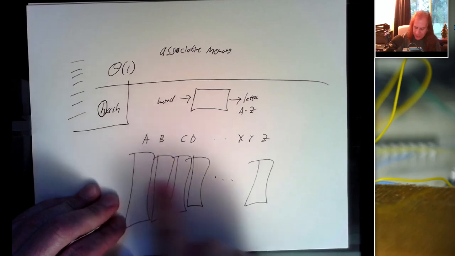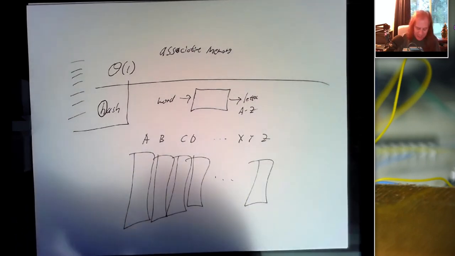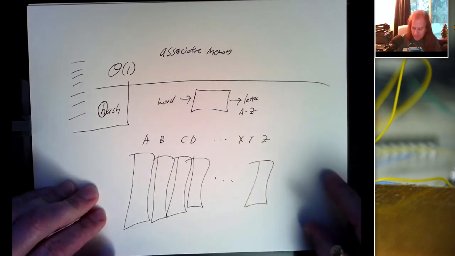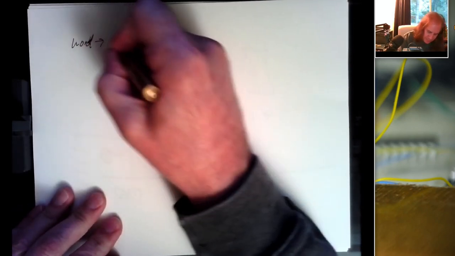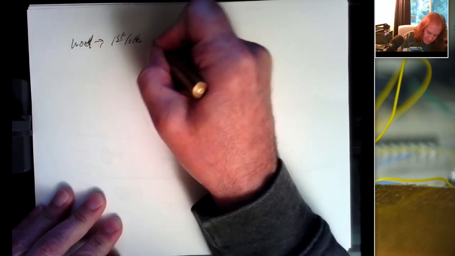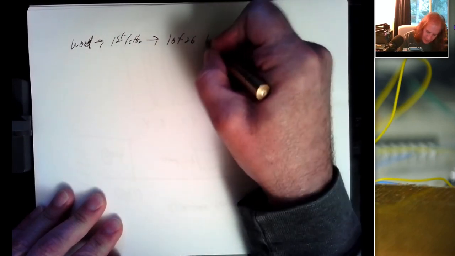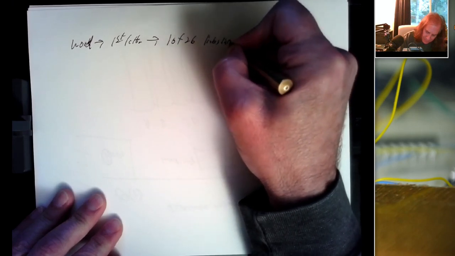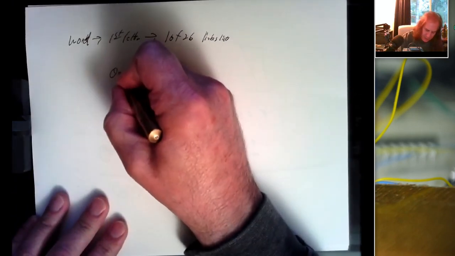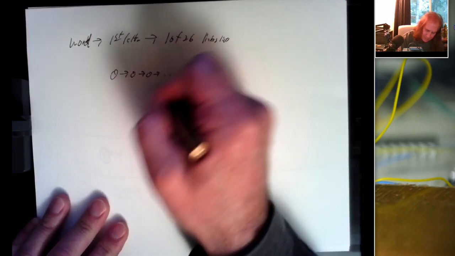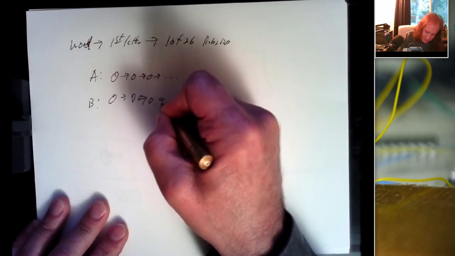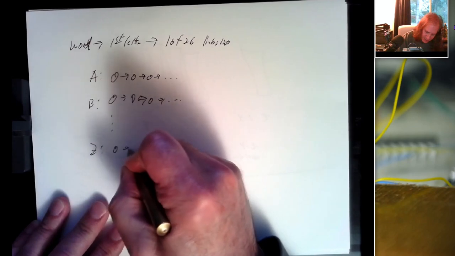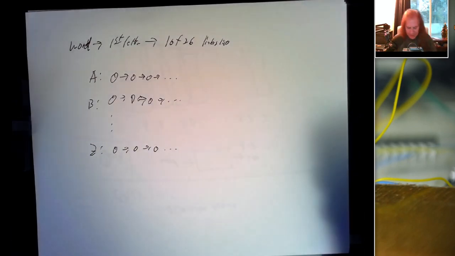Now, an array might work fine, but in practice, we might actually make each of these things a linked list. And so the way that our hash would work is you take a word, you get the first letter, and you go to one of 26 linked lists. And so here's our first linked list for the letter A. Here's our second linked list for the letter B. And here's our 26th linked list for the letter Z.